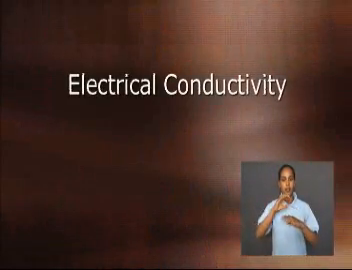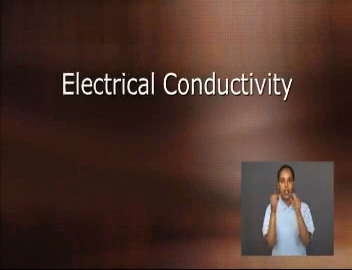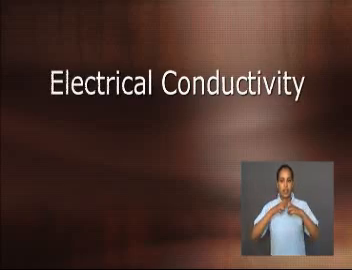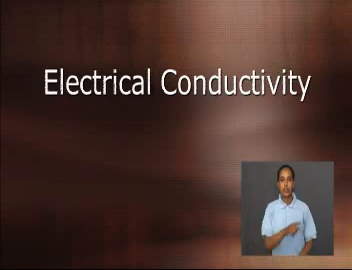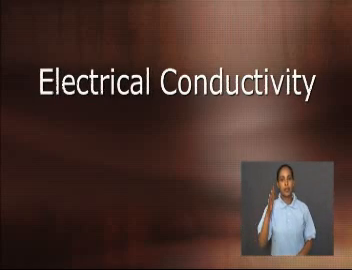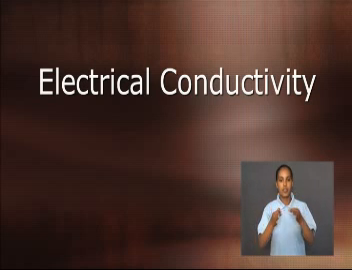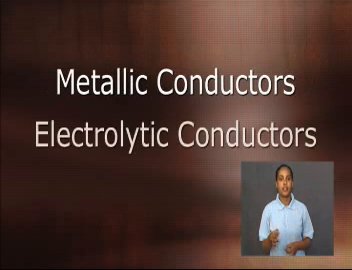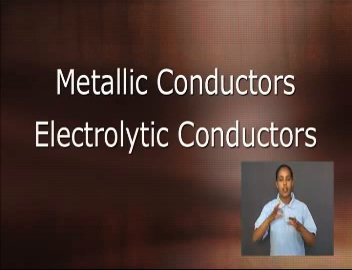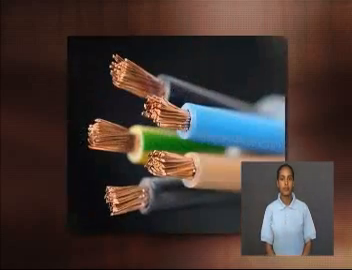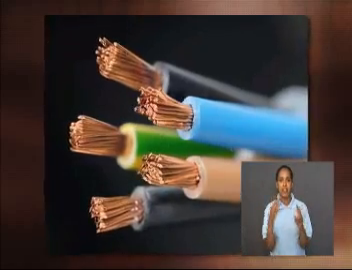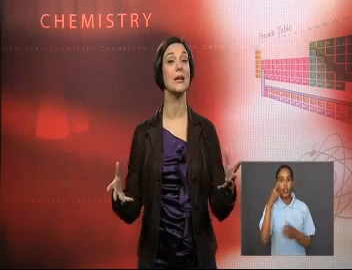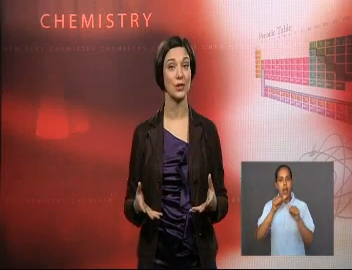Electrical conductivity is the ability of a substance to transmit electricity. There are two major types of electrical conductors: metallic conductors and electrolytic conductors. Metal is a very good conductor of electricity because of its loosely bound atomic structure.